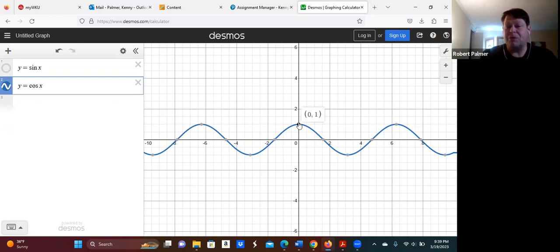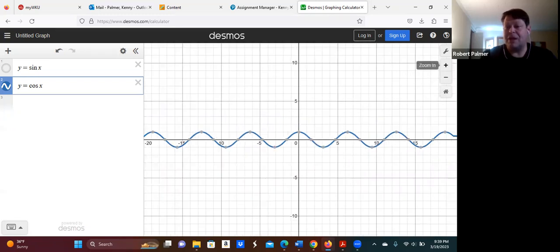So if you think about the unit circle values, and once again, think of the x-axis as being the angle. When the angle is 0, cosine of 0 is 1. Cosine of pi over 2 is 0. Cosine of pi is negative 1. Cosine of 3 pi over 2 is 0. Then cosine of 2 pi is 1, and we start over. And that's the period of the cosine graph: 2 pi.